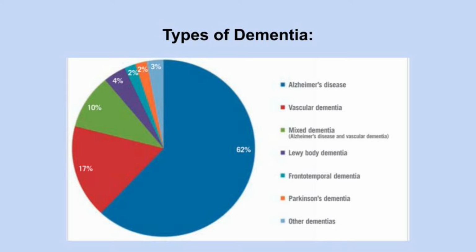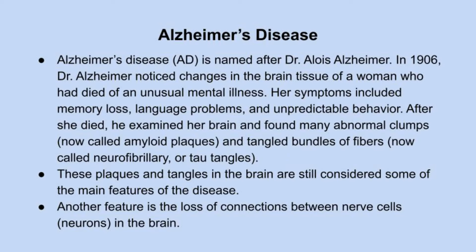The third listed is mixed dementia, but that is actually just several types of dementia going on at the same time. The fourth listed is Lewy body dementia. Tied for fifth is Parkinson's dementia, which is closely related to Lewy body dementia, and frontotemporal dementia. And then there's several types of rarer hereditary types of dementias, which we are not going to talk about today. So of course, we're going to start out with Alzheimer's disease.